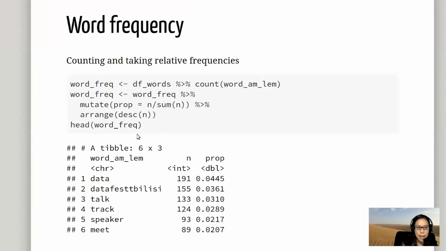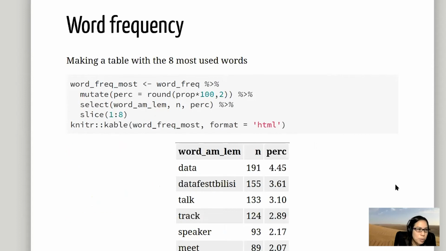So we do all of that to word frequency, and we call it again word freq. And when we see the head of word freq, we see the most popular words in the tweets, which are data, data festivity, talk, track, speaker, and meet. And these are the counts and the proportion. And I think that we had maybe around 200 tweets. Yeah. So this is the word frequency.